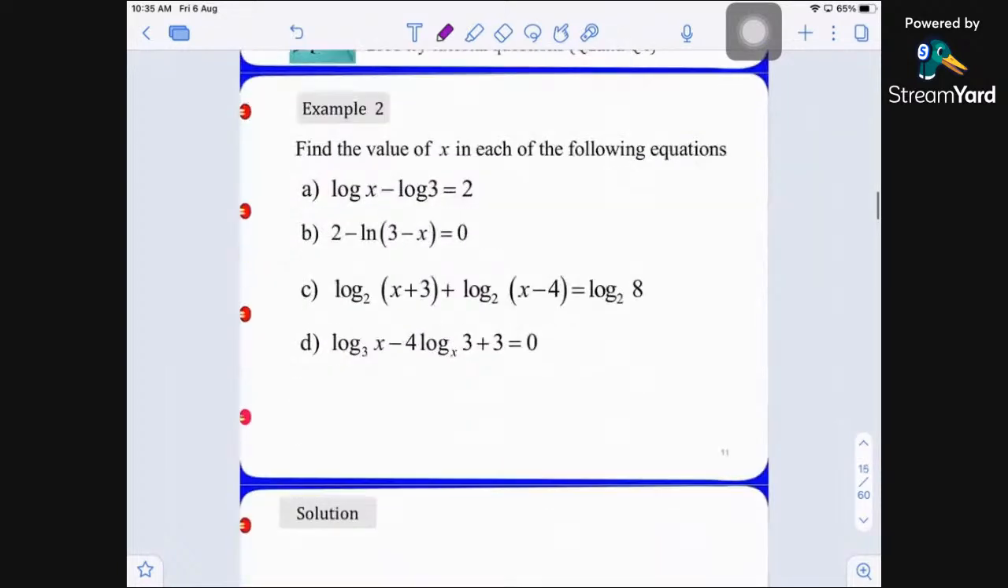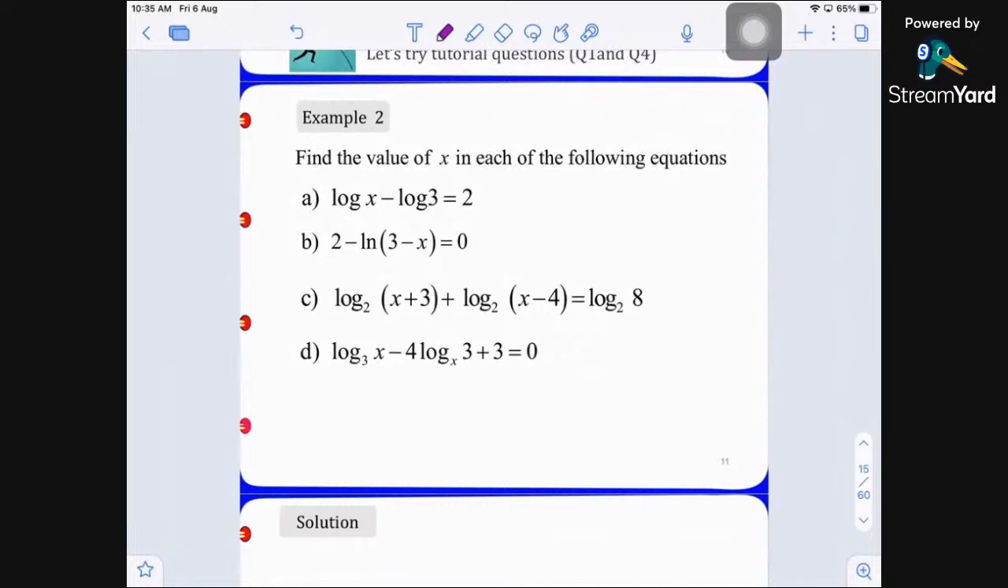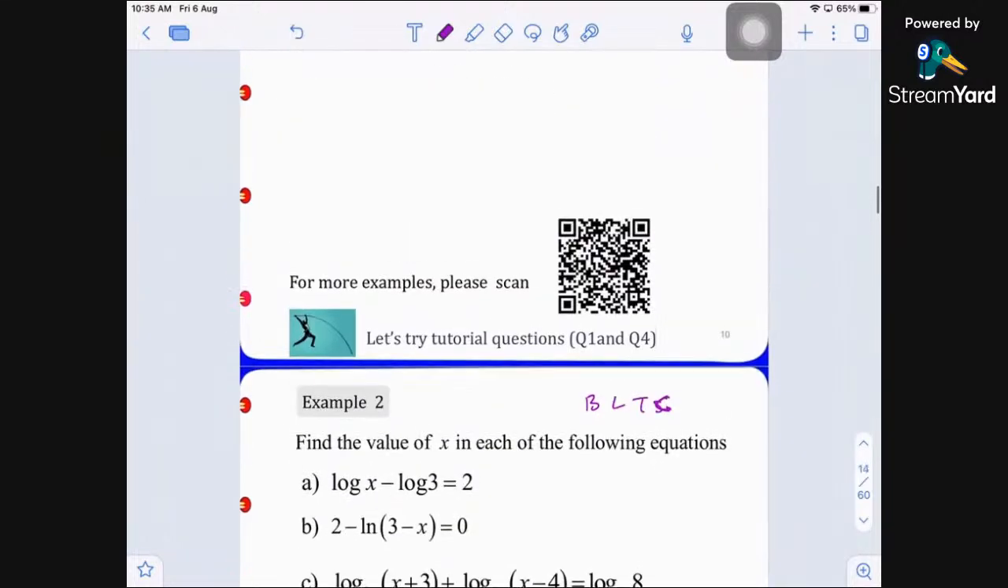Okay, I move on to the next one, which is called log. Under log, I always try to see this as something very easy first, which I use BLTC. I want to explain what BLTC is first before I move on to the questions.